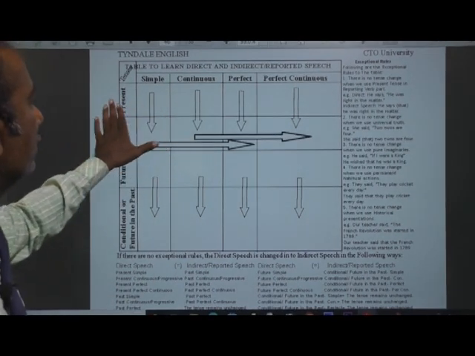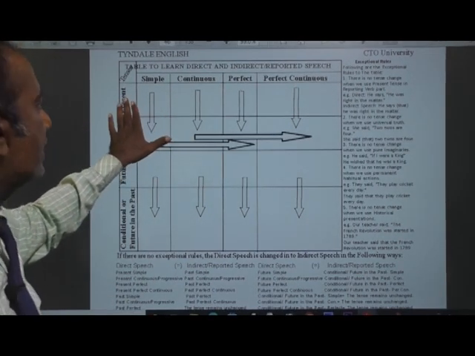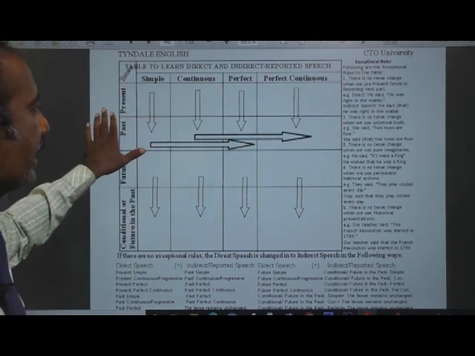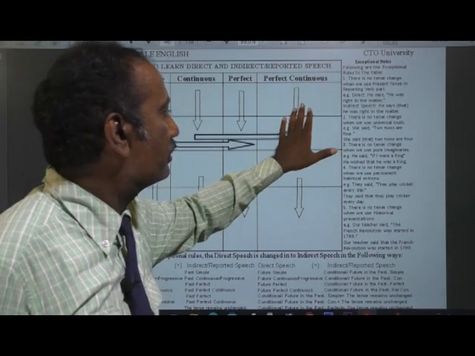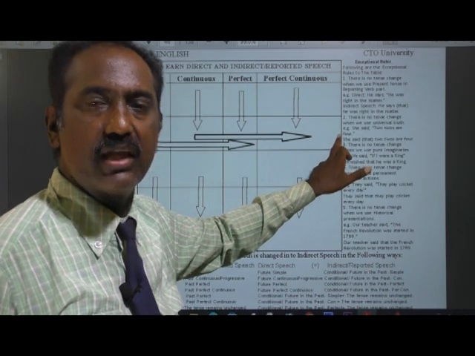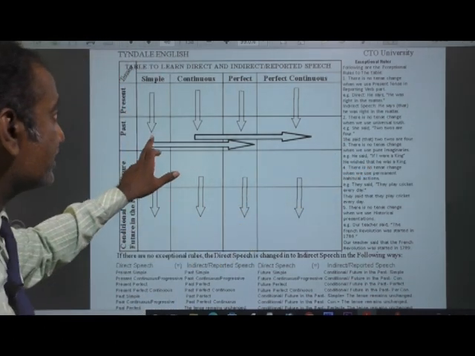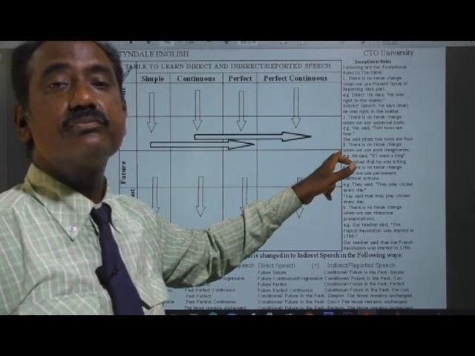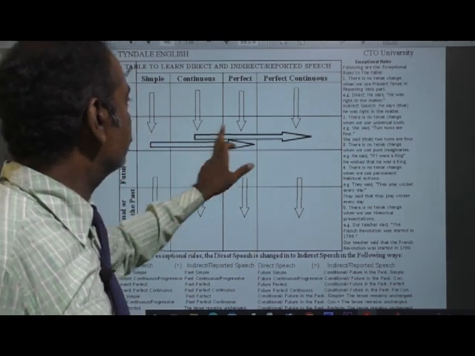Learn how any sentence is used in present tense. Any direct speech used in present tense is changed into past tense in this way in indirect speech. Any past tense used in direct speech is changed into indirect speech in this way.